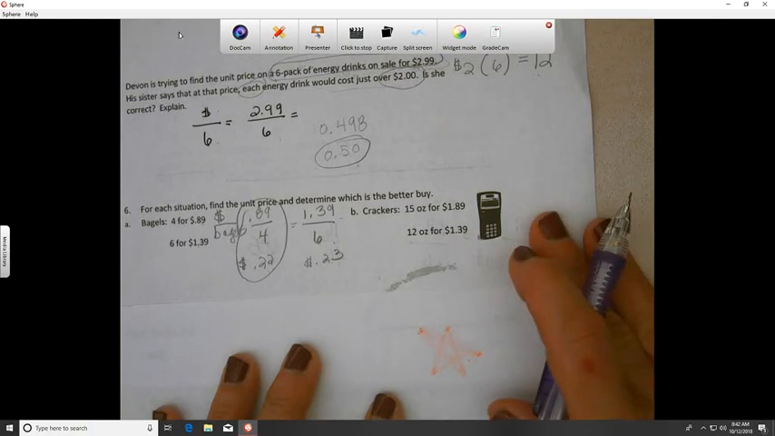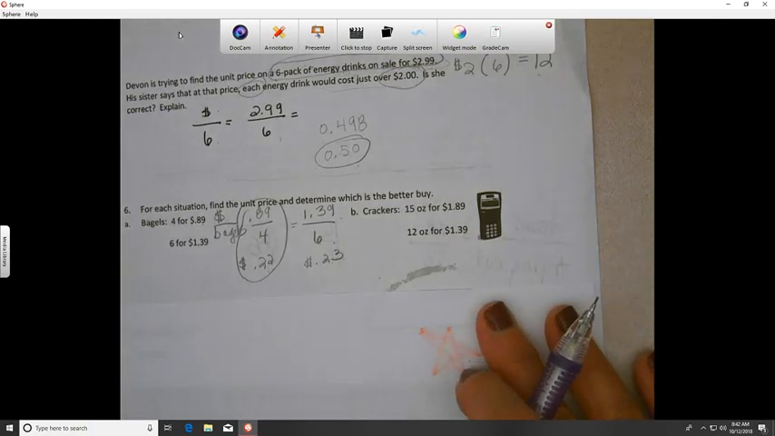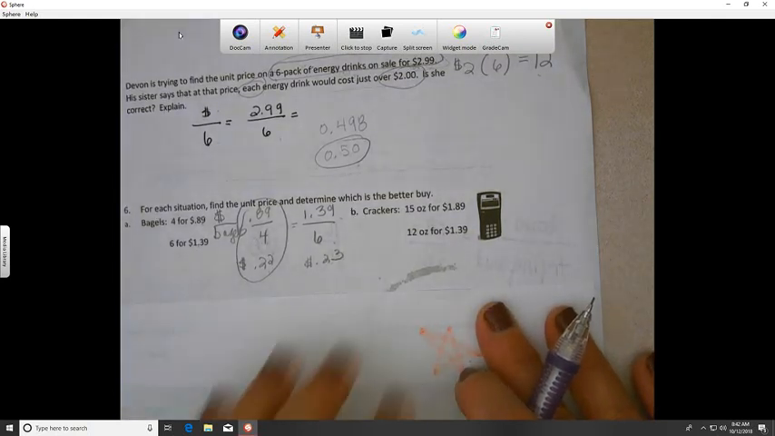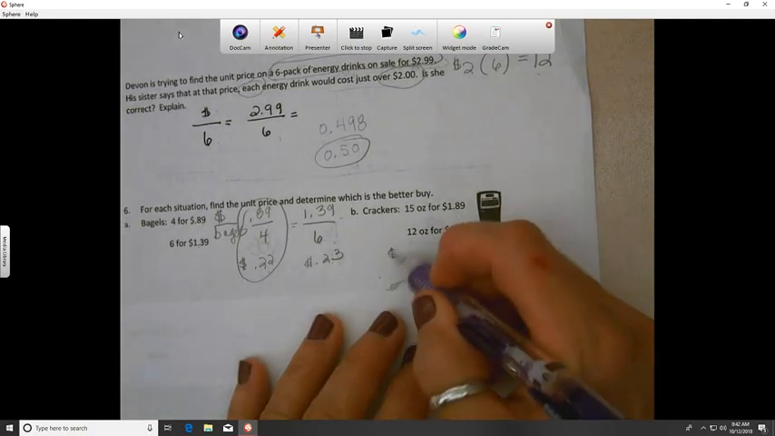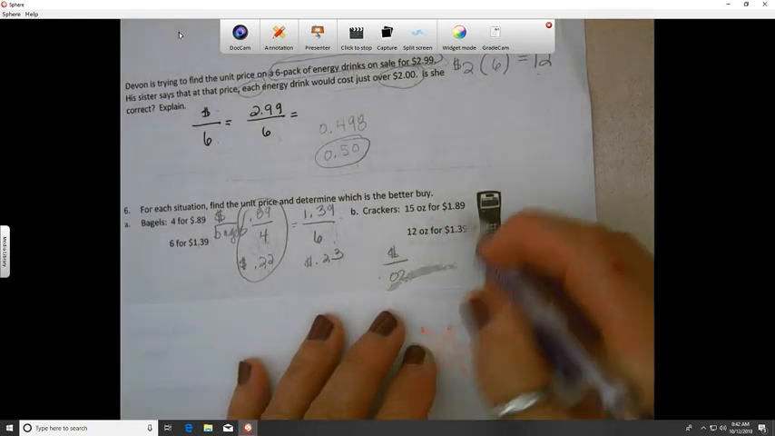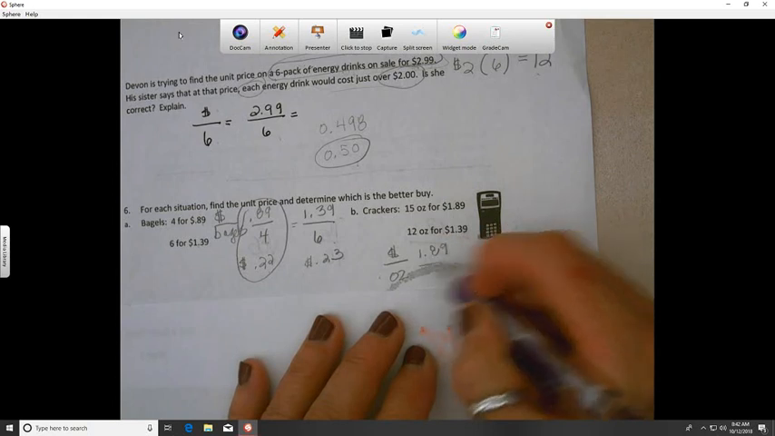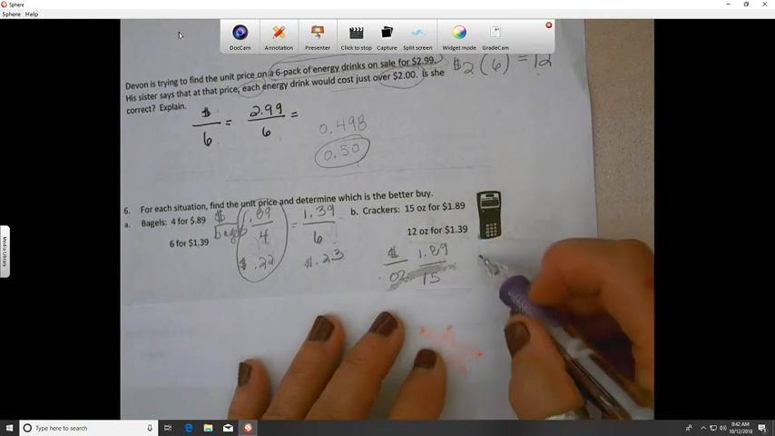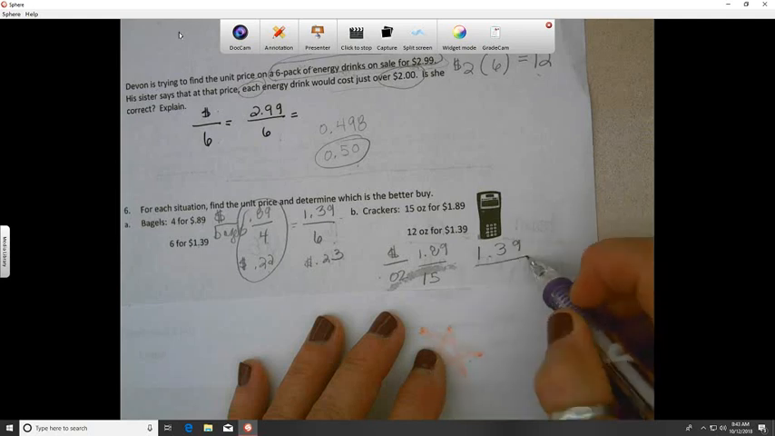I do, Molly. Yes. That's tonight. It's in the blue basket, Mr. Beach. Thank you. Again, we put dollars over ounces. $1.89 over 15. $1.39 over 12. All right?